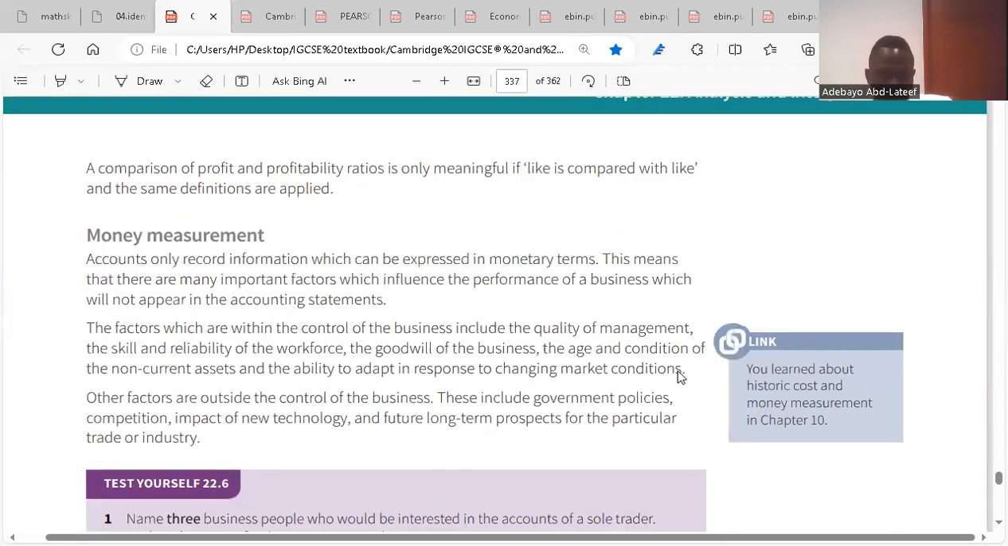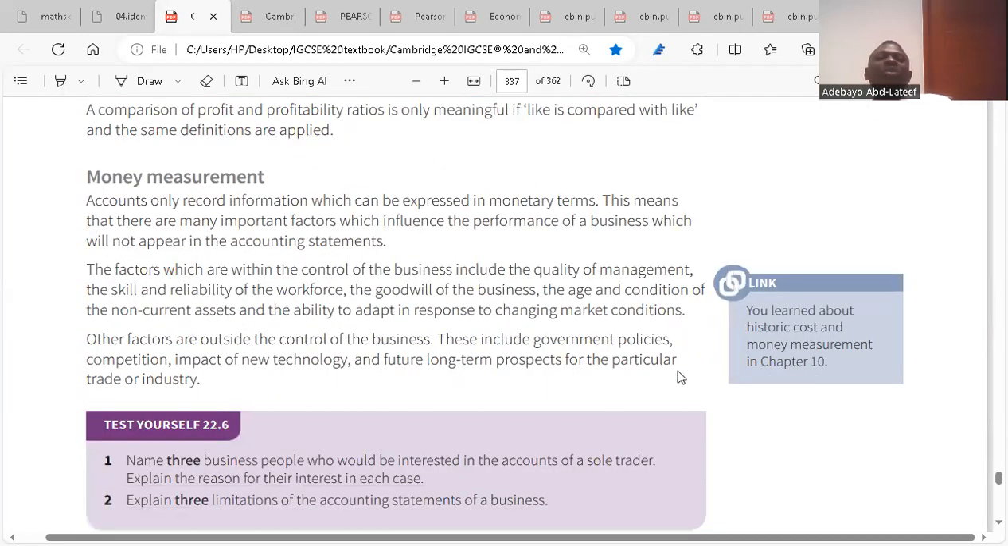Money measurements. Accounts only record information which can be expressed in monetary terms. So this means that there are many important factors which influence the performance of a business, which will not appear in the accounting statement. The factors within the control of the business include the quality of management, the skill and reliability of the workforce, the goodwill of the business, the age and condition of the non-current assets, and the ability to adapt in response to changing market conditions. Other factors are outside the control of the business; we call them external factors.